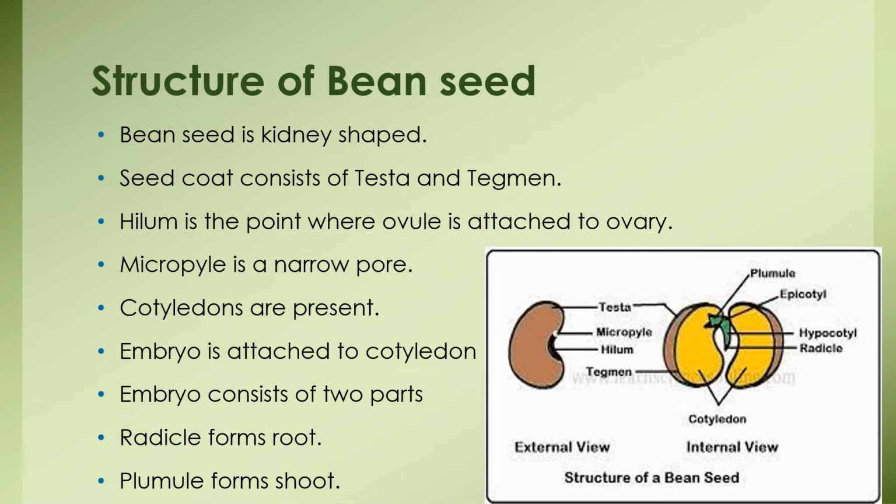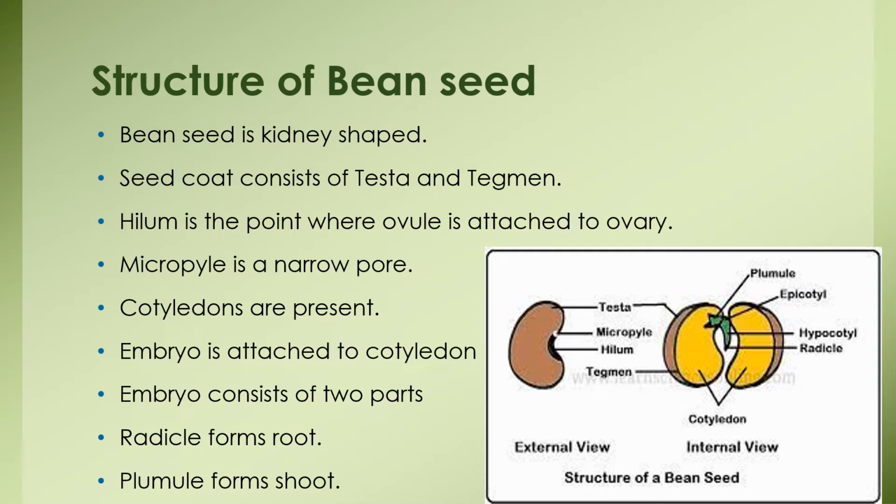Structure of bean seed. It is a dicot seed as it contains two cotyledons. Bean seed is kidney shaped and is covered by a hard seed coat. Seed coat consists of two layers, testa and tegmen. Testa is the outer hard brownish covering and tegmen is the inner thin and pale yellow covering. Seed coat protects the inner part of the seed from injury and infection.